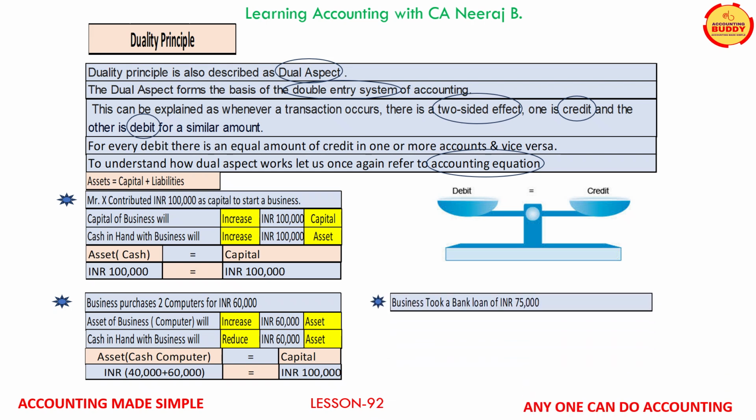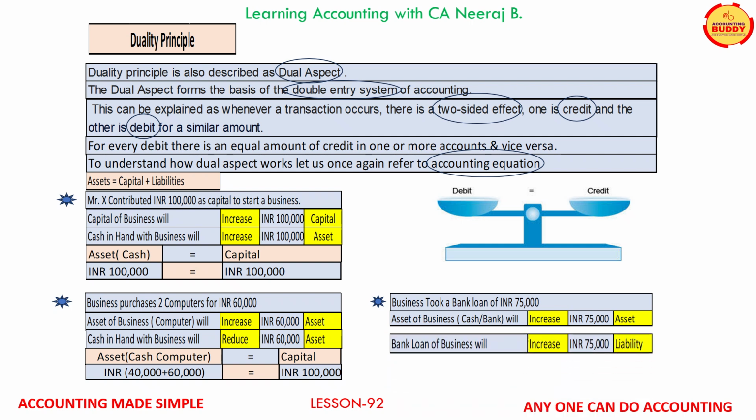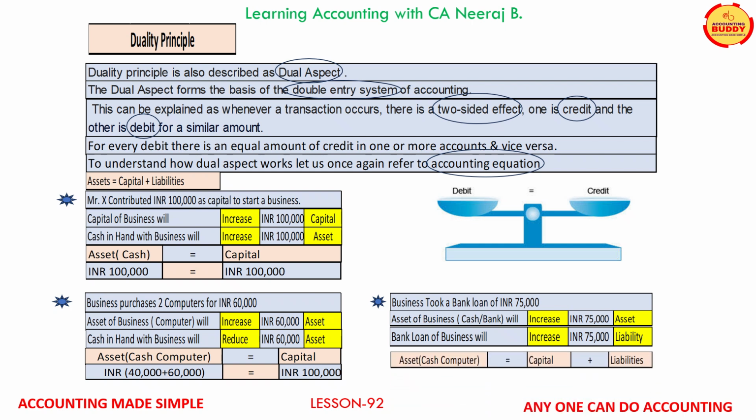Now in example number 3, the business took a bank loan of INR 75,000. As a result of this transaction, cash or the bank balance of the business will increase and at the same time the liability of the business will also increase by the same amount of INR 75,000. Post this transaction, the accounting equation will look like the way it is displayed on your screens.